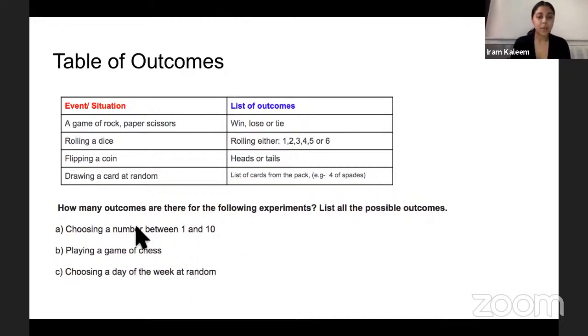Okay, so choosing a number between 1 and 10, that one's pretty straightforward. We would just list literally all the numbers between 1 and 10. So we'd go 1, 2, 3, 4, and then we just keep going all the way till 10. This is an example that we've seen before. So you just list all the numbers.